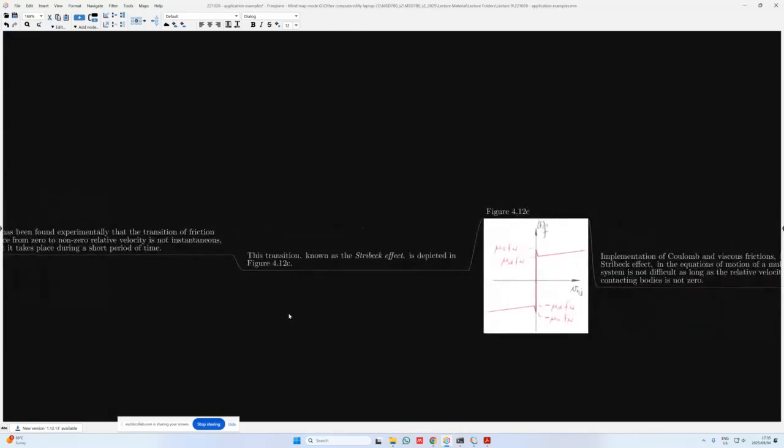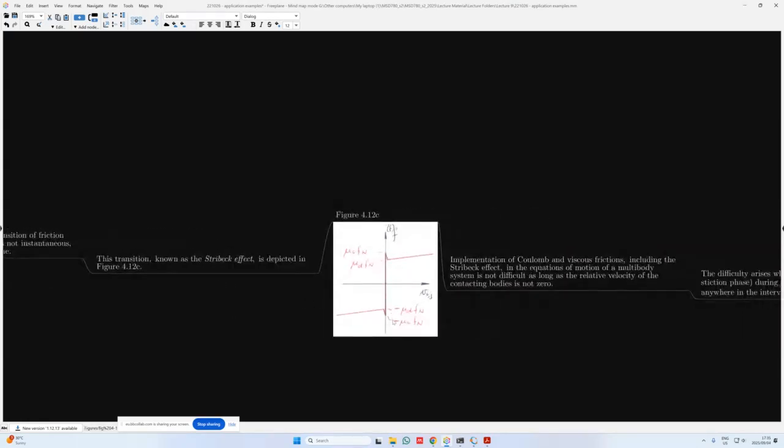This transition is also known as the Stribeck effect, and this is depicted in figure 4.12c. So you'll see over here we have minus mu_d F_n, and then we have this little peak or this little spike over here where it goes over from dynamic to static friction.